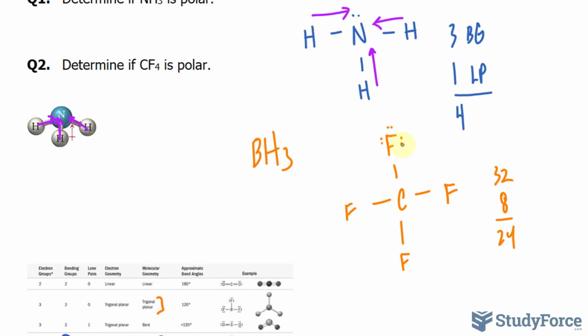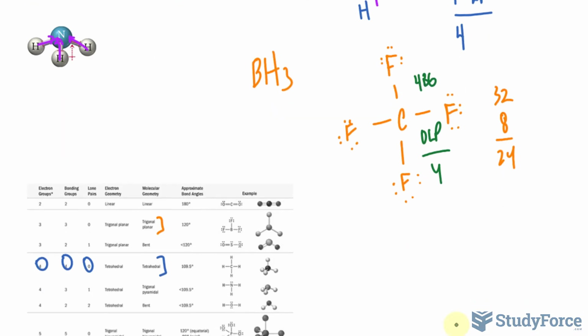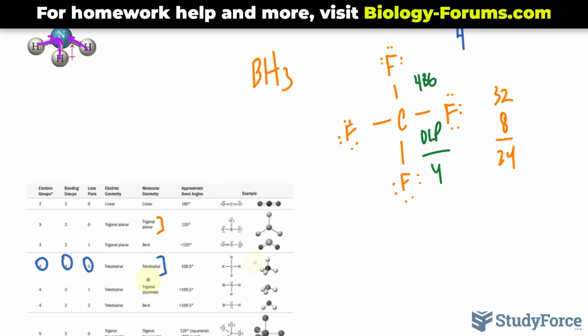1, 2, 3, 4, 5, 6, 7, 8, 9, 10, 11, 12, 13, 14, 15, 16, 17, 18, 19, 20, 21, 22, 23, 24. The amount of bonding groups here are 1, 2, 3, 4 bonding groups. We have no lone pairs. Adding this up, we end up with 4 electron groups. Using this chart, 4 electron groups, 4 bonding groups, and 0 lone pairs gives us a tetrahedral. And according to this 3D illustration here, we end up with the molecular geometry of a tetrahedral.